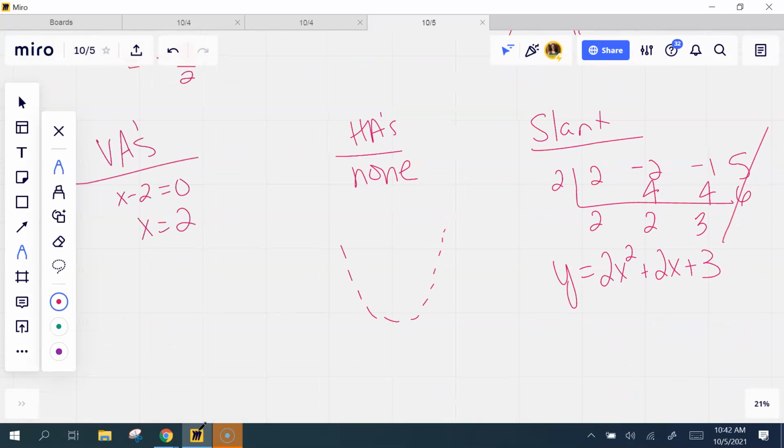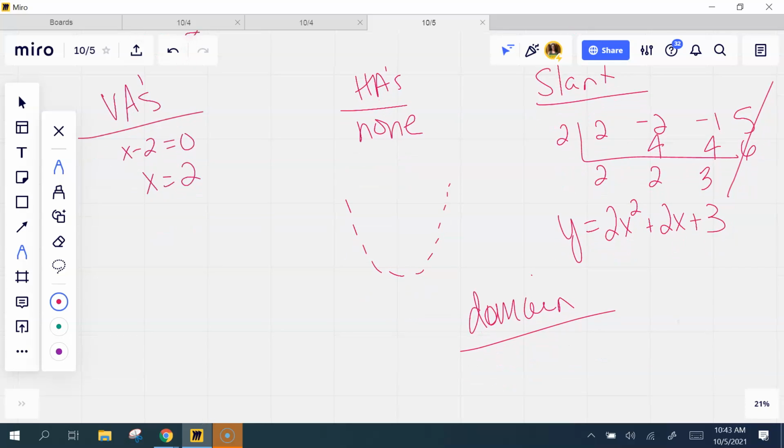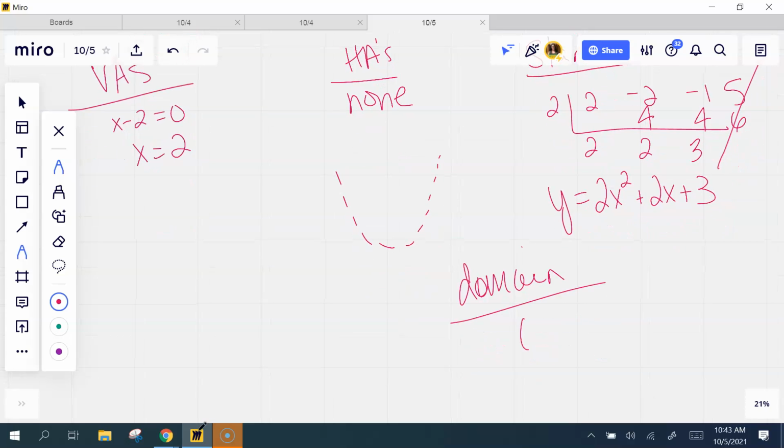Domain. What's the domain? What can't x be? 2. So what's the domain? How do I say anything but 2? Negative infinity. That's right. That's exactly right. Yep. X can't be 2. Bottom can't be 0. Everybody okay?